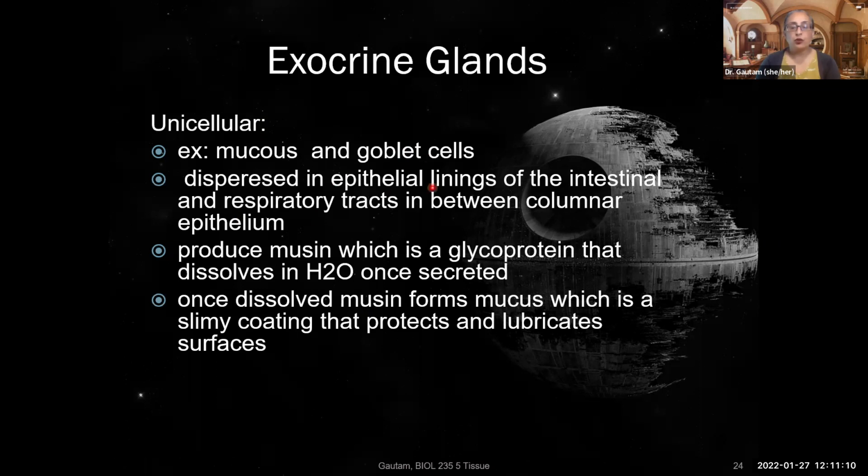These are dispersed throughout the epithelial linings of the intestinal and respiratory tract, because that's where you need a lot of viscosity, because there's a lot of movement, right? It produces a molecule called mucin, which is a glycoprotein. When it dissolves, it becomes water soluble when it's in water, and then it becomes viscous, like mucus. I mean, it's mucus, right? Mucus is viscous, so it is protective because it decreases friction. It's protective because it's thick, so it can trap pathogens and dust particles. And of course, it's lubricating and it prevents desiccation, which is drying out.